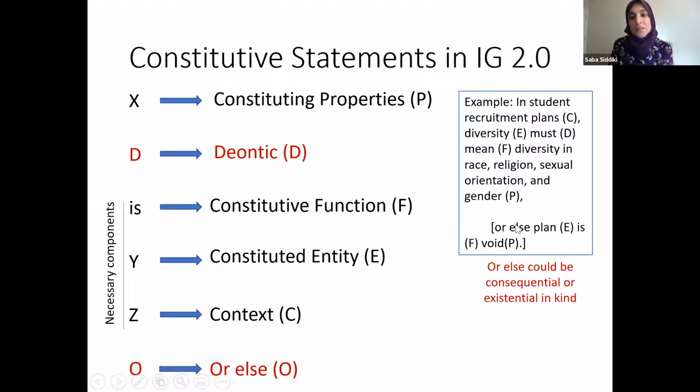Just as with regulative statements where we identify necessary and sufficient components, for those of you who are familiar with IG 1.0, where AIC, aim, attributes, and conditions are the necessary components, we would find in constitutive statements that the constituted entity, constitutive function, and context are the necessary components while the others remain sufficient. Now, at this stage, I'll turn it over to Chris, who will talk about constitutive statements and their variants in more detail.